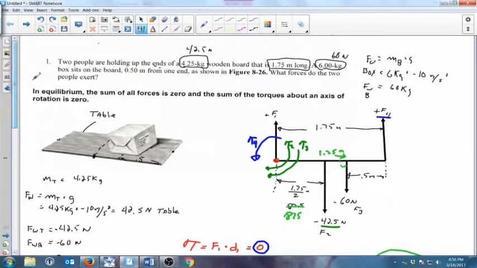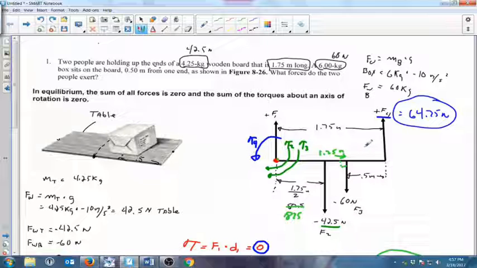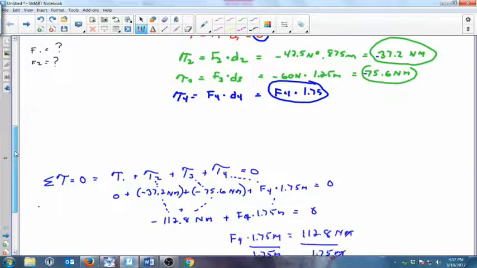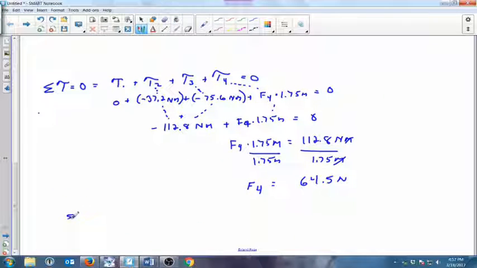So I now know that this guy is lifting up at 64.75 newtons. But I also know this table isn't floating up, this board isn't going up and it isn't going down, which means all the forces must be in equilibrium. They all must be equaling 0. That's the hint right there. So I can write that down right down here, my next part. Sum of all the forces must equal 0.